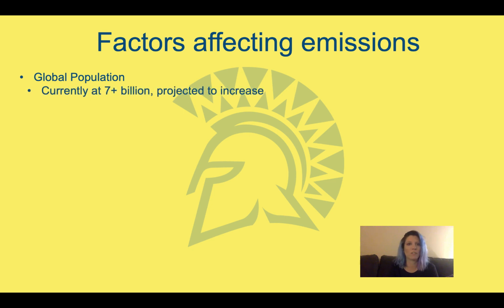So here are these factors, like I was saying. First is global population. So how many people will there be? Because obviously we need more energy, we need more food, different things like that, to feed a higher population. Currently at 7+ billion, projected to increase. So we're probably going to have to feed and power more people in the future. Energy generation: are we going to continue using fossil fuels? Or are we going to use renewable energies like wind, solar, things like that? Or are we going to find something else?